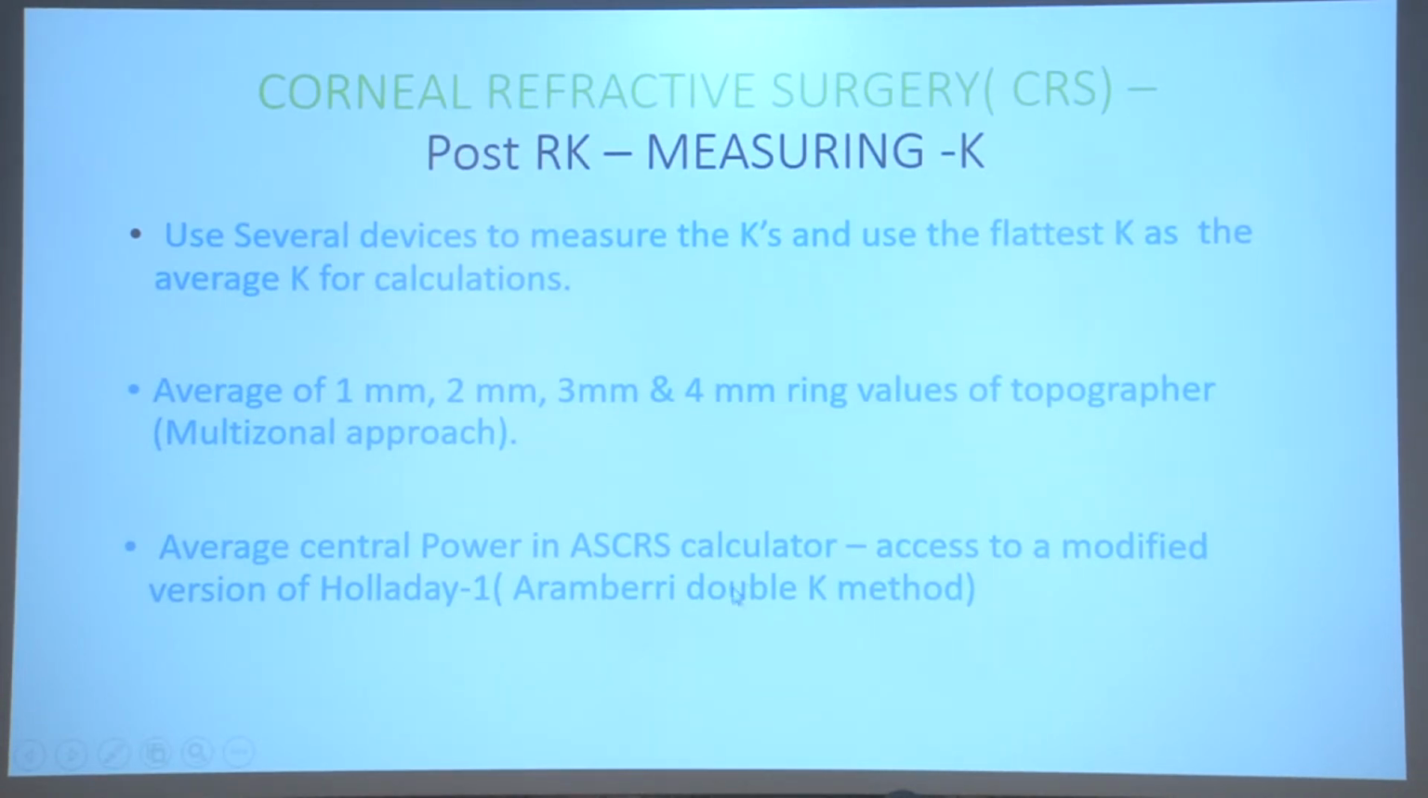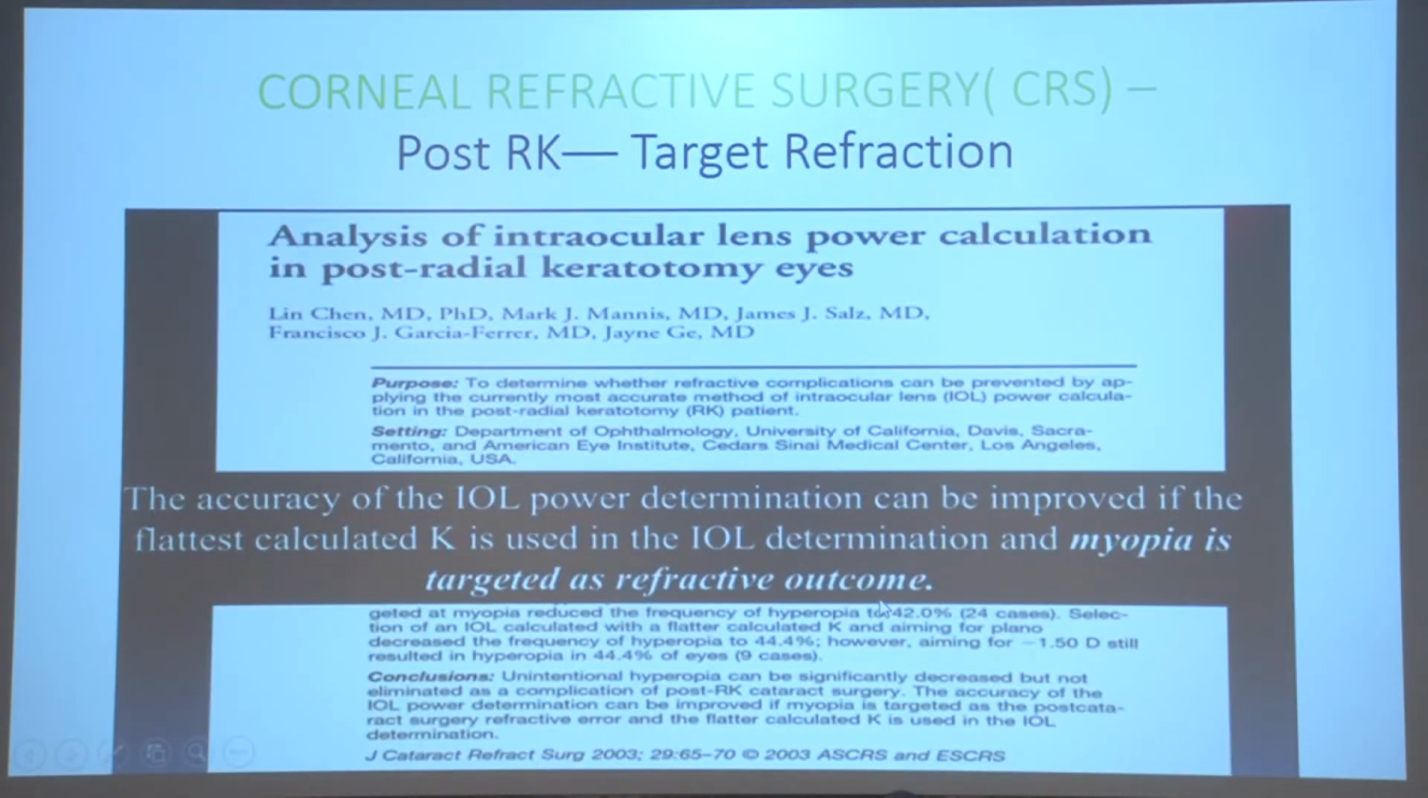Average central power in the ASCRS calculator has to be put in, and we should have access to a modified version of Holladay 1 or Aramberri and the double K methods. This was a very nice paper which told us that the accuracy of the IOL power determination can be improved if the flattest calculated K is used in the IOL determination and myopia is targeted as refractive error. So please keep in mind that for post-RK, use the flattest K possible.